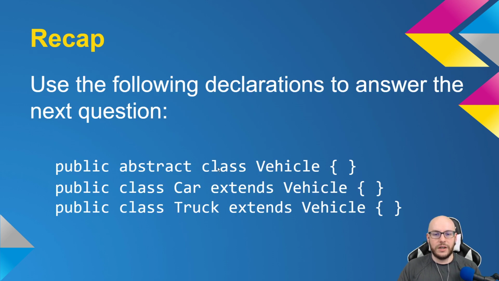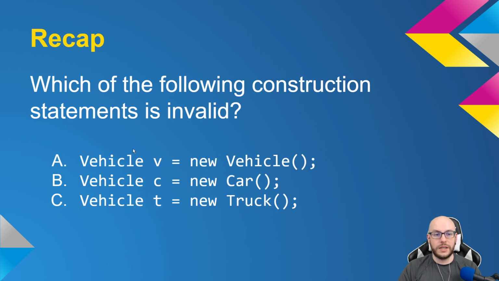All right, consider the following declarations. We have an abstract class called vehicle. Car extends it. Truck extends vehicle as well. So I have vehicle, car, and truck, and they both point at vehicle. Which of the following construction statements is invalid? You can't make a vehicle. The thing is abstract, right? This would be an invalid statement because vehicle is abstract.